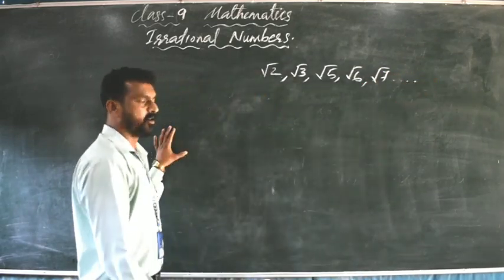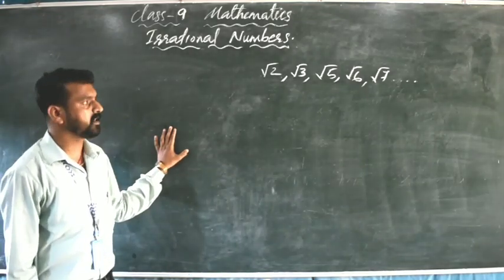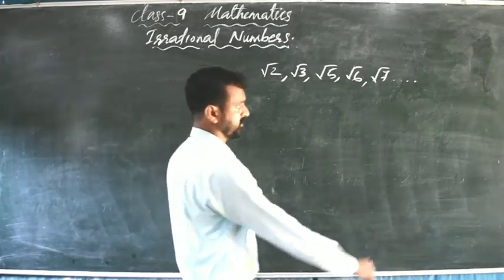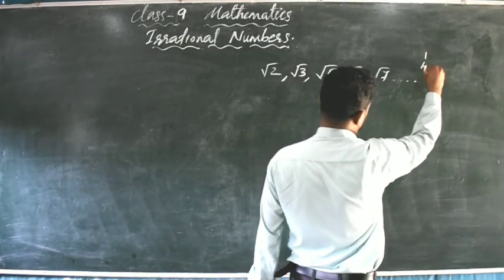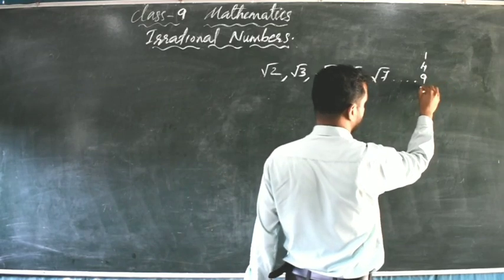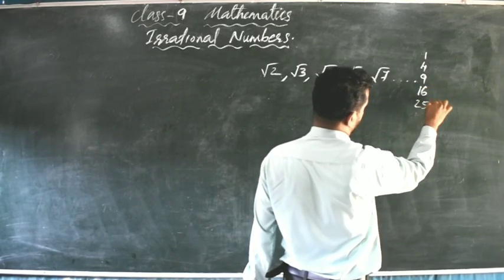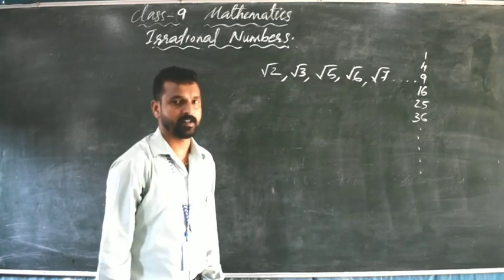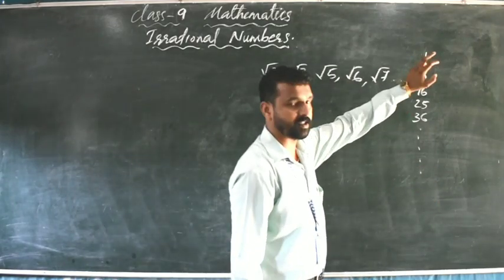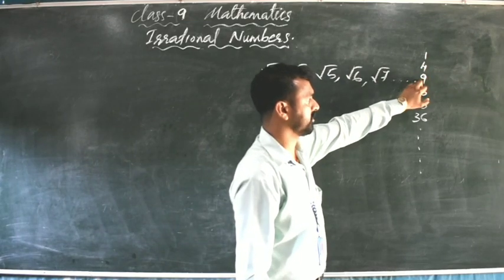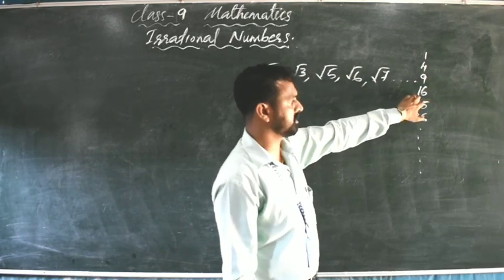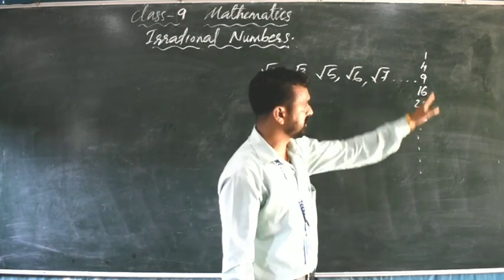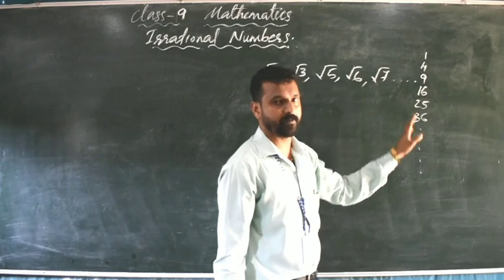Square roots of all non-perfect squares are irrational numbers. Which are the perfect squares? 1, 4, 9, 16, 25, 36, etc. are called perfect squares. The square root of 1 is 1, square root of 4 is 2, square root of 9 is 3, square root of 16 is 4, square root of 25 is 5, square root of 36 is 6, etc. So these numbers are called perfect squares.